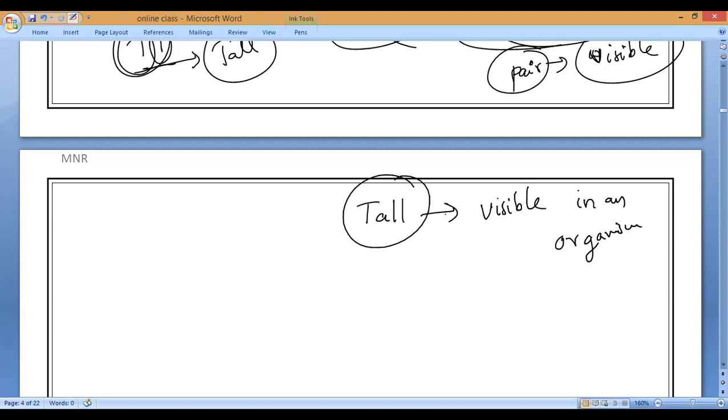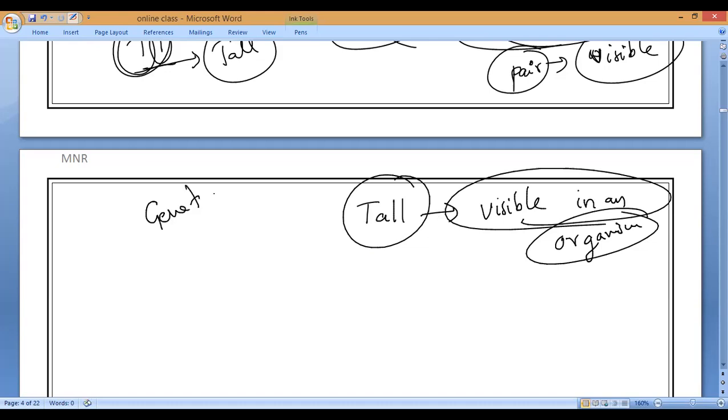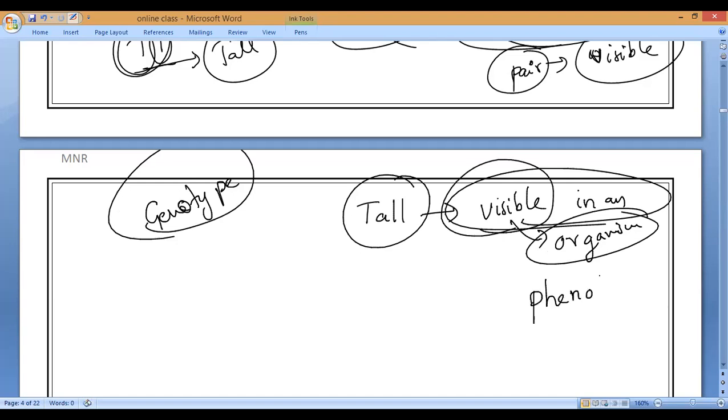It depends on what, guys? It depends on the genotype. So what is present in that genotype decides the characteristics or appearance of an organism. What is visible to us in an organism is called what? Anybody? It is called the phenotype.